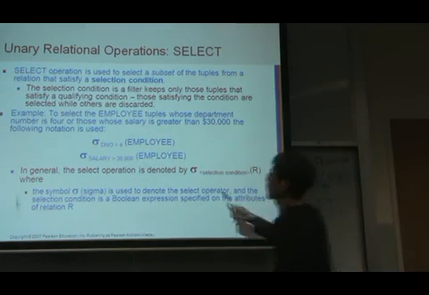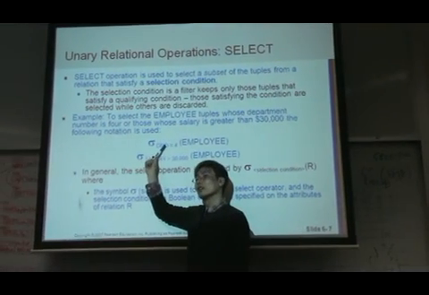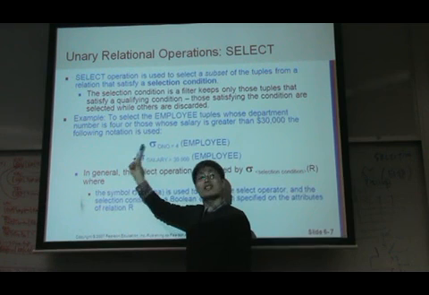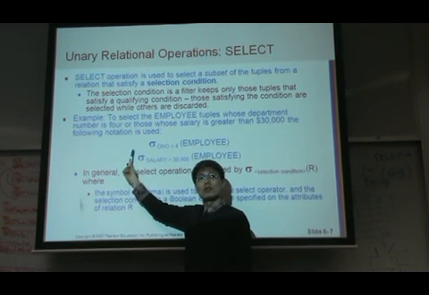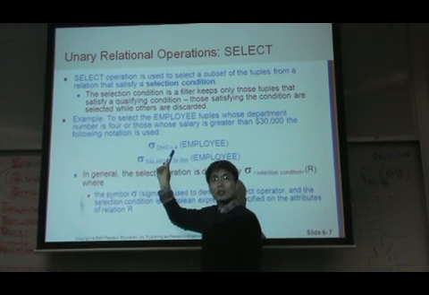So this is kind of a function. Input and output is what? What is the output? Employees who work for department number 4.